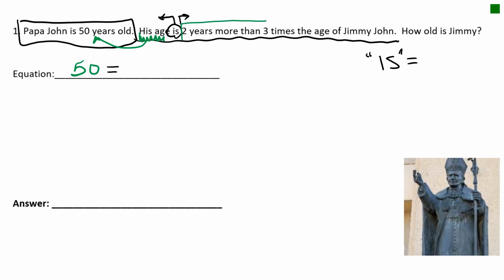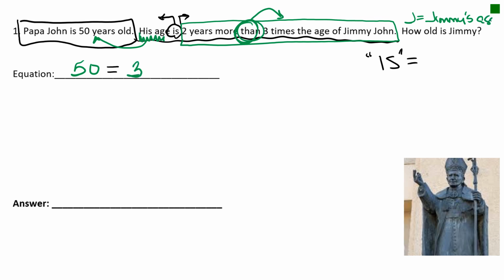Now this part, 2 years more than 3 times the age of Jimmy John, is going to go after the equal sign. Here's that more than. So remember, we're going to go back here. We need 3 times the age of Jimmy John. That's what we're trying to find out. We're trying to find out how old Jimmy is. So let J be Jimmy's age. We need 3 times the age of Jimmy John, so 3 times Jimmy John and 2 more years.